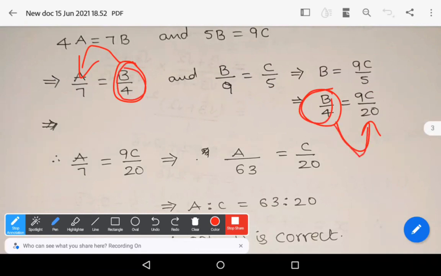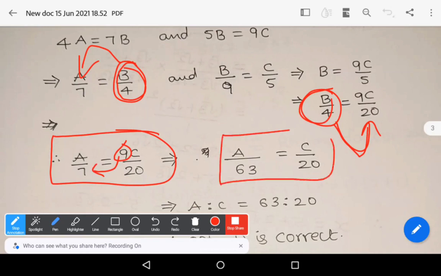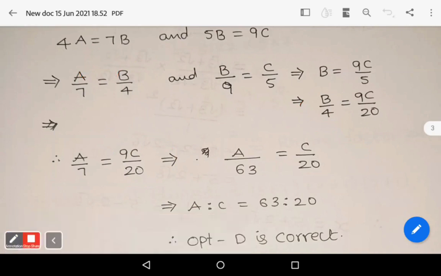Now equating both of them, we get a by 7 is equal to 9c by 20. Shift this 9 to the denominator. So you get 9 sevens are 63. A by 63 is equal to c by 20.